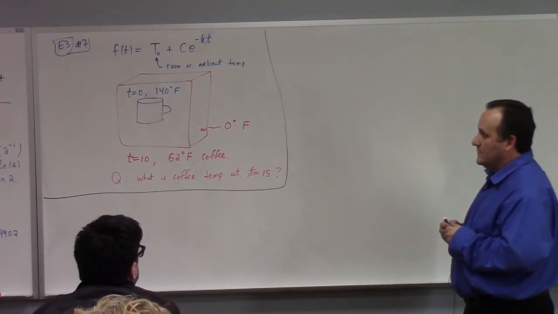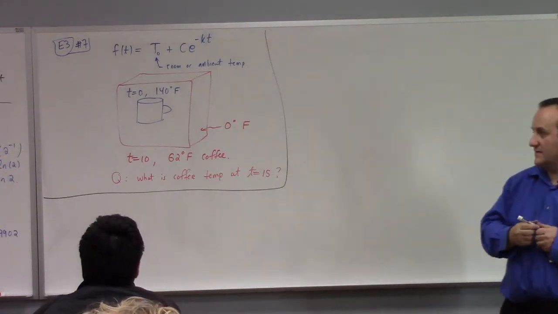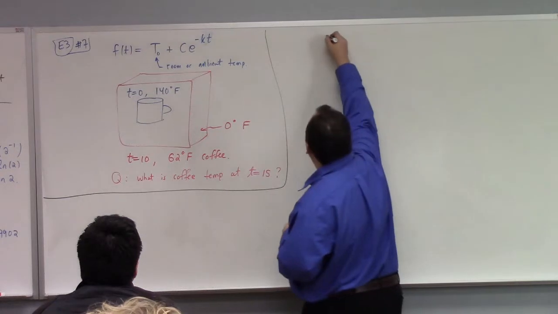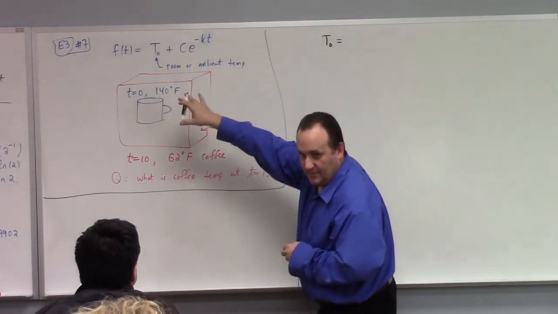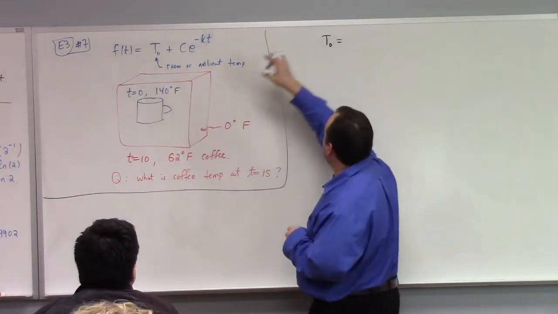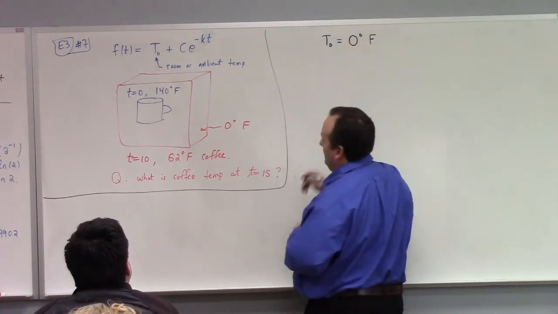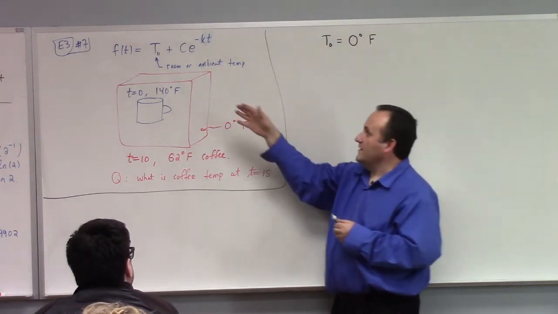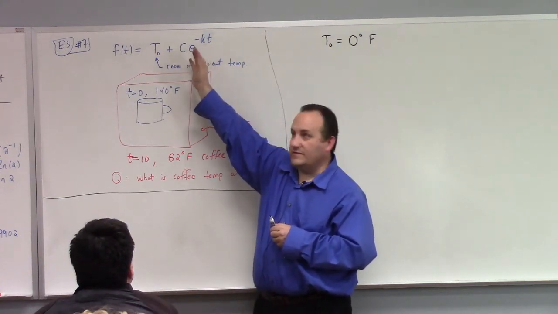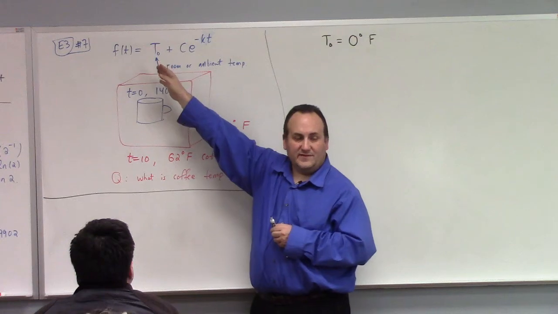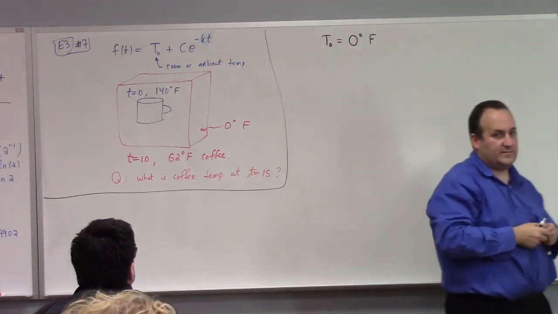Well, I'm told that T0 is the room or the ambient temperature, so let's start there. So that means that T0 is what? It's where the coffee is. So by the application here, T0 is 0 degrees. Now that makes sense. If we think about the formula, as time goes to infinity, this piece drops to 0, and you're just left with T0 for a long, long time. So eventually the coffee gets really close to 0 degrees Fahrenheit, right?